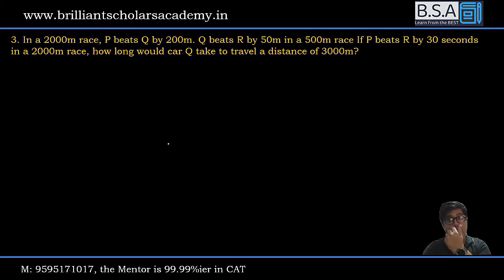Chalo. Please observe. In a 2000-meter race, P beats Q by 200 meters. Q beats R, please observe, by 50 meters in a 500-meter race. P beats R by 30 seconds in a 2000-meter race. How long will Q take to travel the distance?